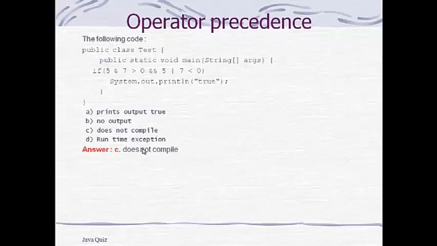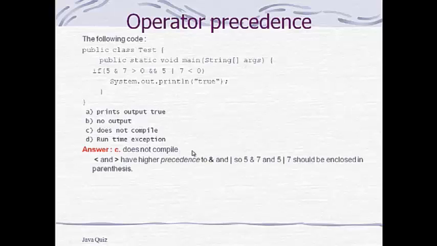The right answer is does not compile. The reason is this less than and greater than have higher precedence than this and or. So we need to enclose these two in parentheses to increase the precedence. This way, 5 and 7, the whole thing greater than 0.